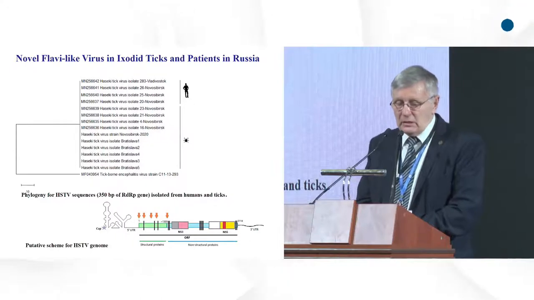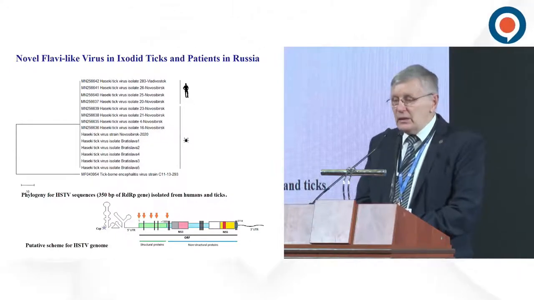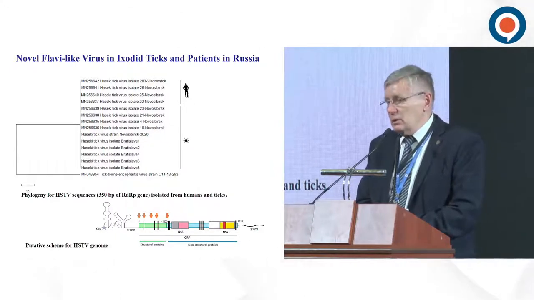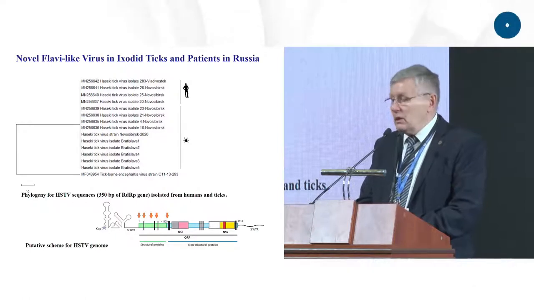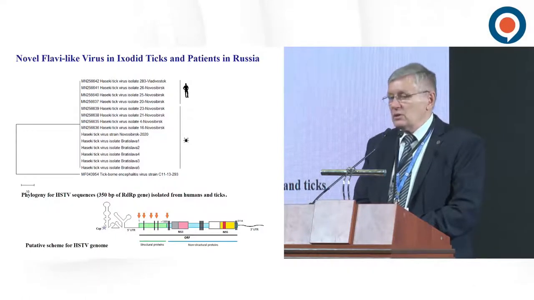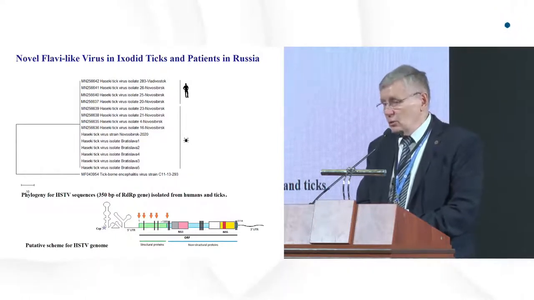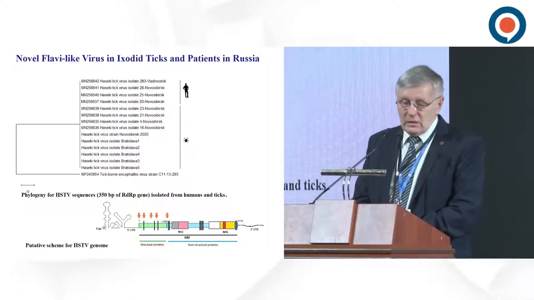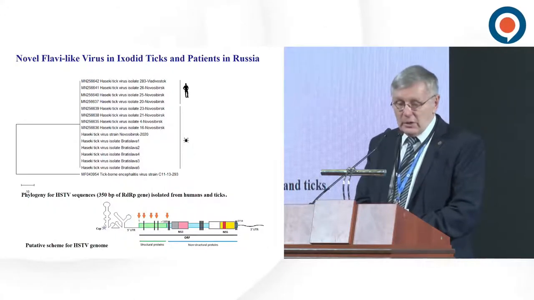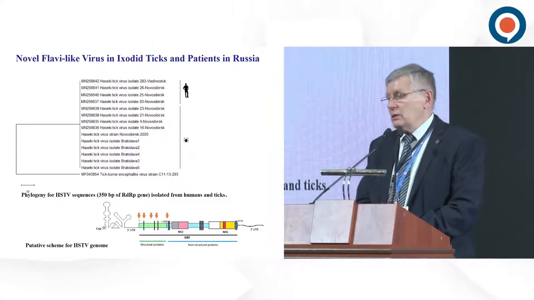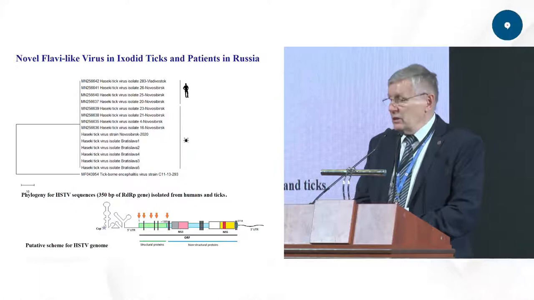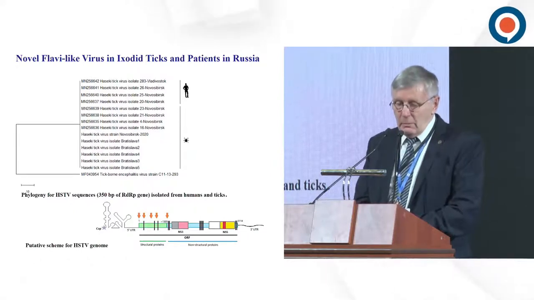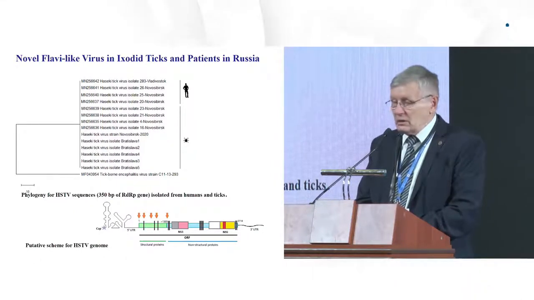So the RNA-dependent RNA polymerase was sequenced, and we identified some sequences in Vladivostok, and the same was identified in the ticks in the Novosibirsk region. So the vertical line here can tell us that this virus was quite similar in the tick and in the human being.